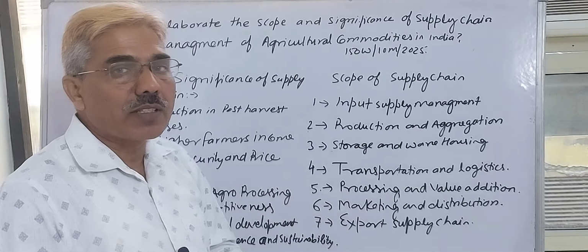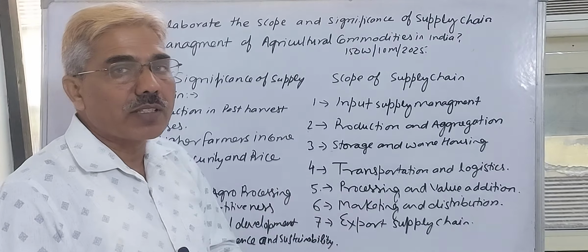Second point, production and aggregation. You know, there are three organizations which are aggregating the production of farmers or procuring the production of farmers: private agencies, government agencies, cooperative societies. Our regulated mandis are the government agencies. Private brokers in regulated mandis are procuring the produce of farmers. They are aggregating that produce.